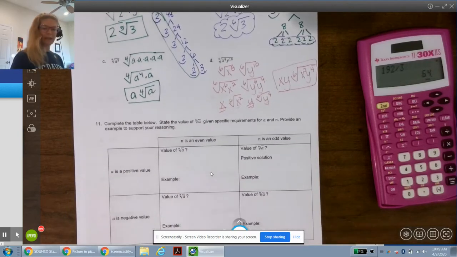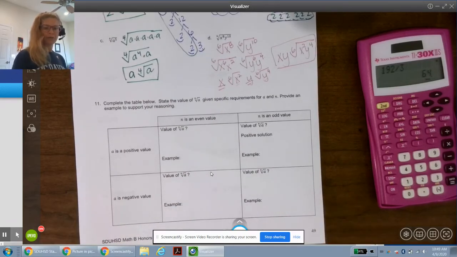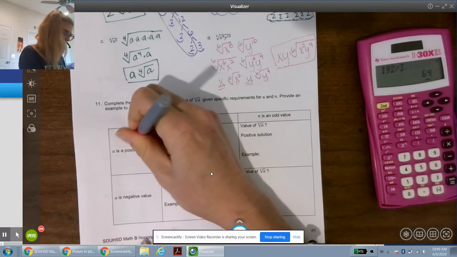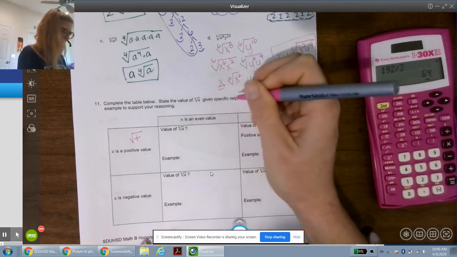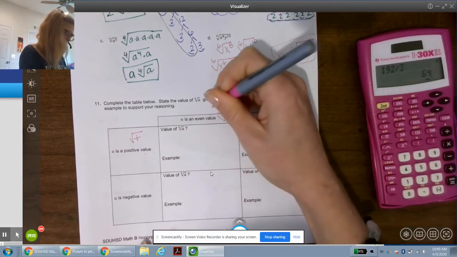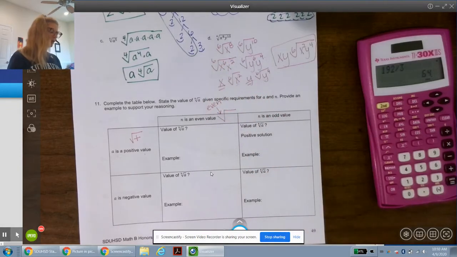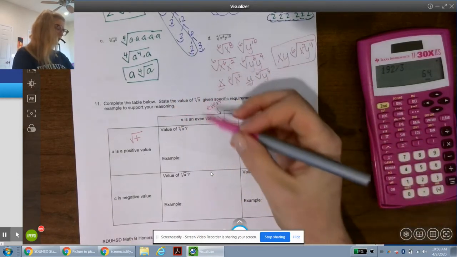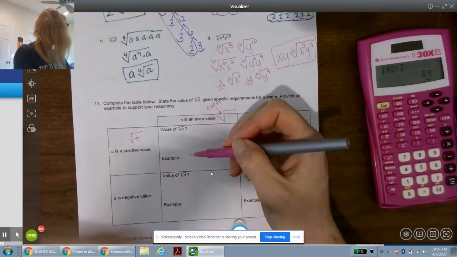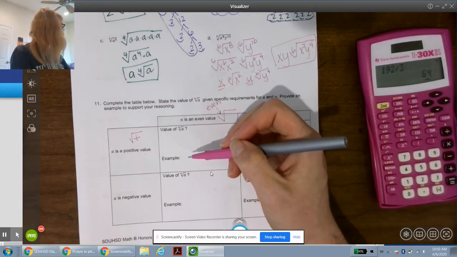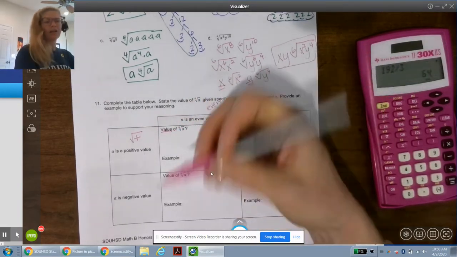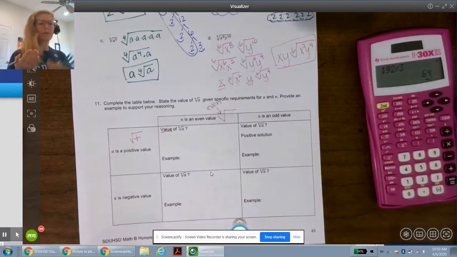So here's a cute little table that's going to help us remember some of the items we looked at today. A is a positive value, so the number on the inside is a positive number. And n is an even number, so that means your index here is even. So here we would have a being positive and n being even. So the value of the nth root of a, and then what is an example of that? What it asks for is not a numerical value, but whether it is going to be positive or negative.